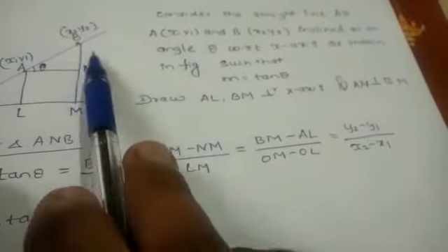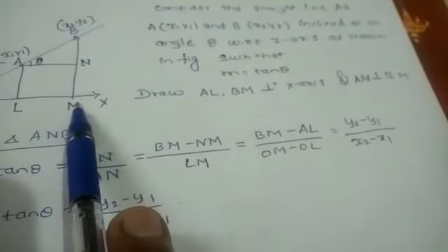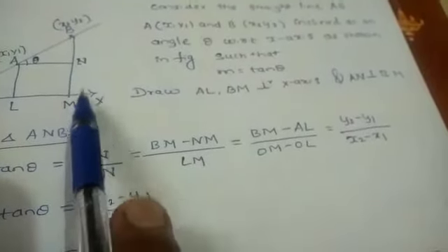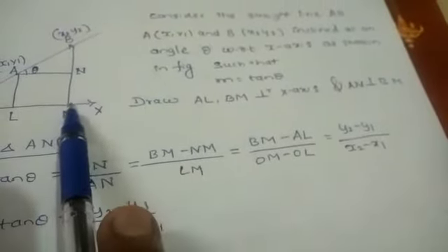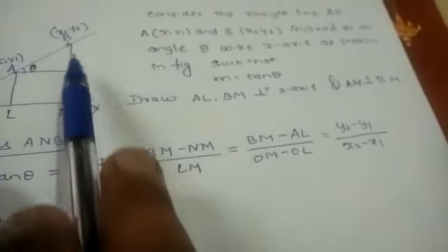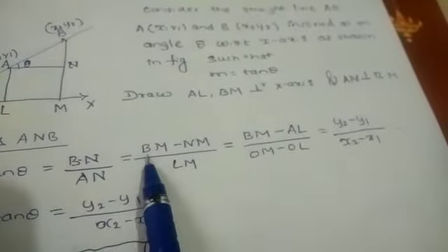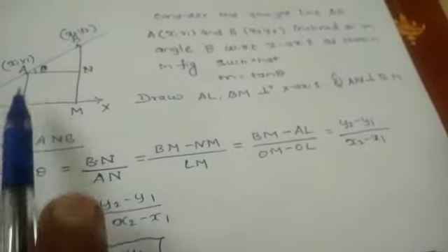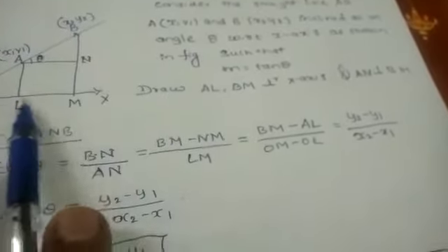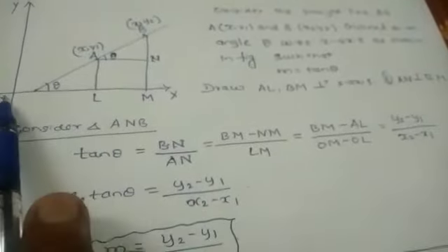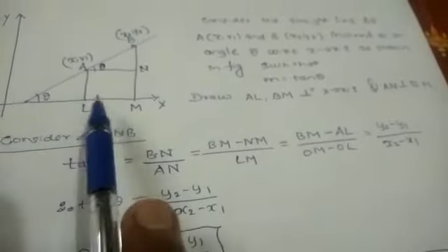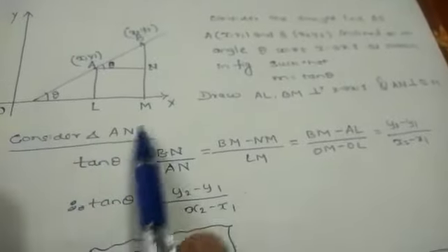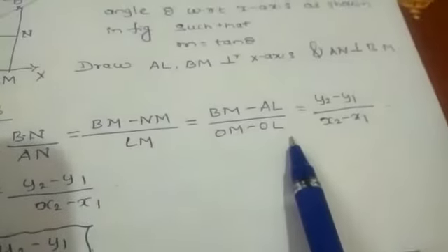BN can be written as BM minus MN. Out of this BM, if you remove NM, you get BN. So BN is equal to BM minus NM. Next, this AN is equal to LM. This LM can be written as OM minus OL.